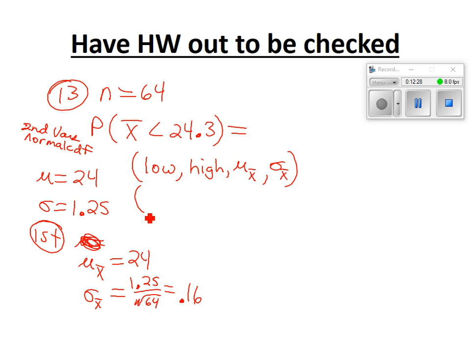Look at what we're doing here. We're trying to find all of the chances, or all of the probability that it's less than 24.3. So how low are we going down? Negative 10,000. How high are we going up to? 24.3. What's our mu for our sample means? What's our standard error? 0.16. Plug all that in, hit enter.